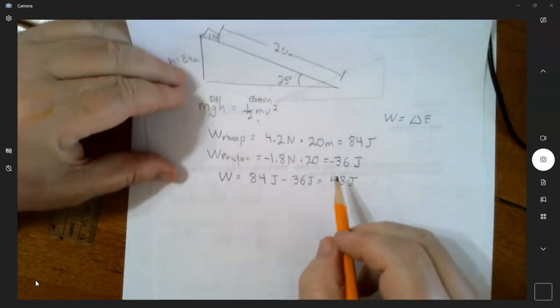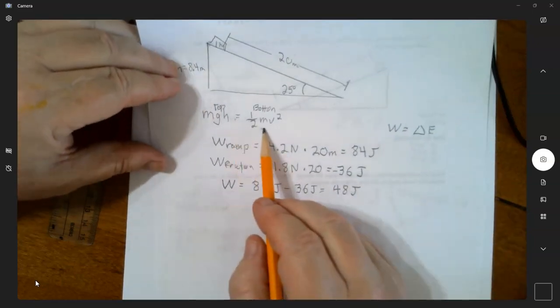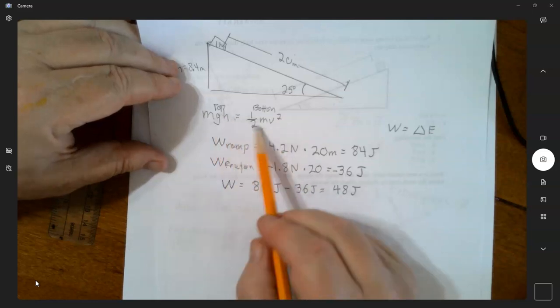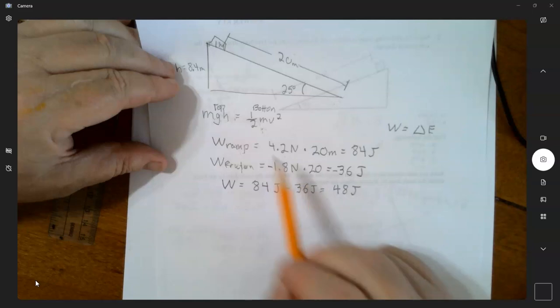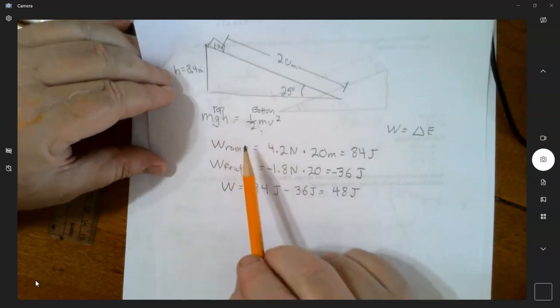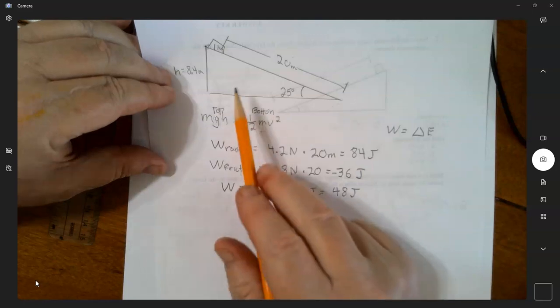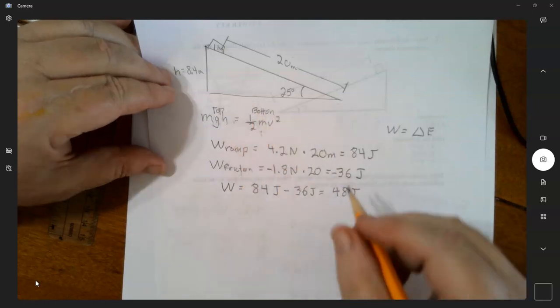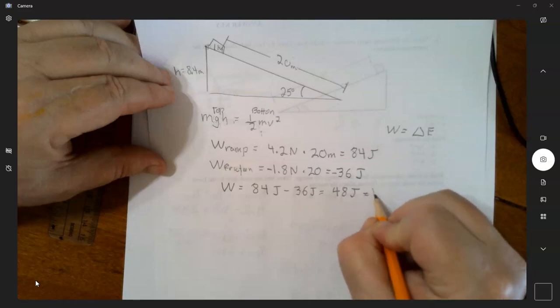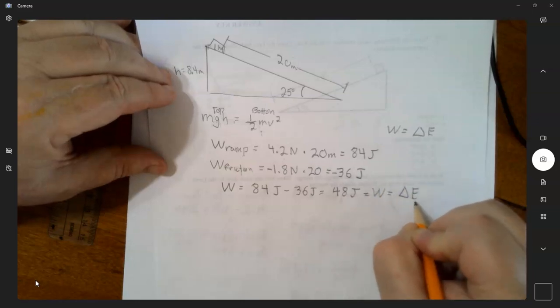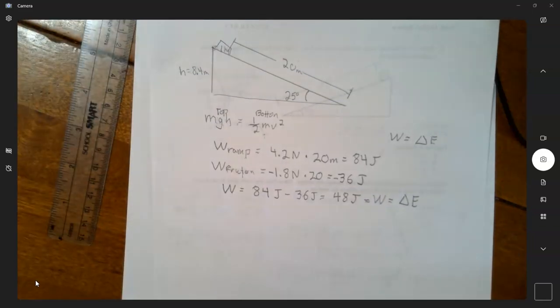See, we could not compute that using mgh equals 1/2 mv squared. We couldn't because it's not a conservation of energy. You have something interfering with the block going down, the friction force. So we have to use the work method to figure out what the change in energy is. So this is 48 joules equals work, which also equals the change in energy from the top to the bottom. Work and energy are both measured in joules, so they're essentially the same thing. Okay, so that takes care of this problem.